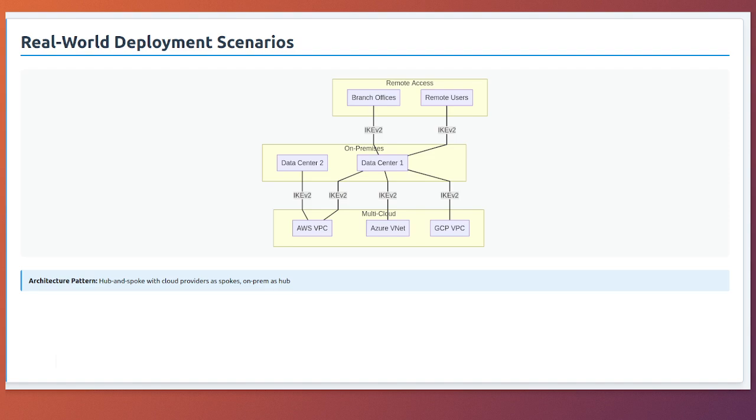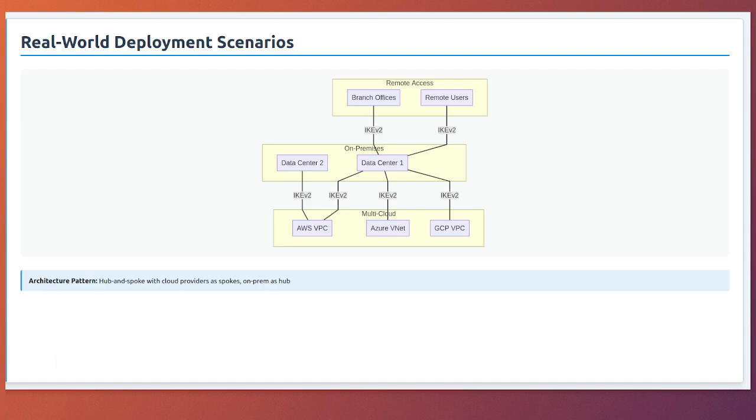The primary gateway advertises more specific routes via BGP; when it fails, DPD detects the failure within 30 seconds, and the backup gateway begins advertising routes. Using route-based VPNs with identical configurations on both gateways ensures seamless failover.